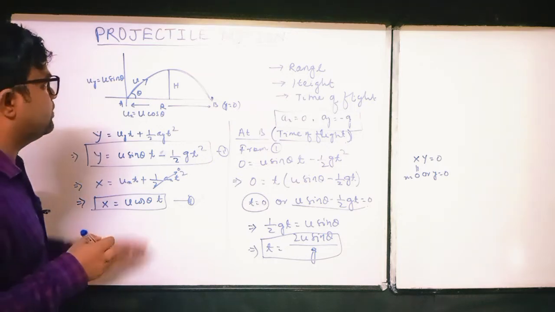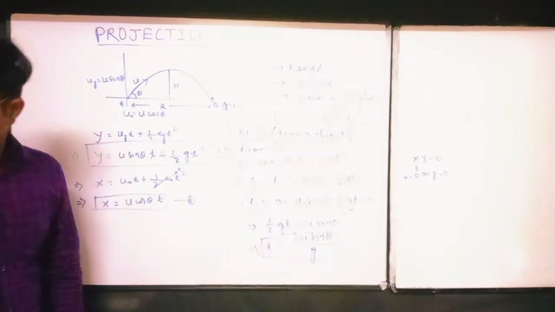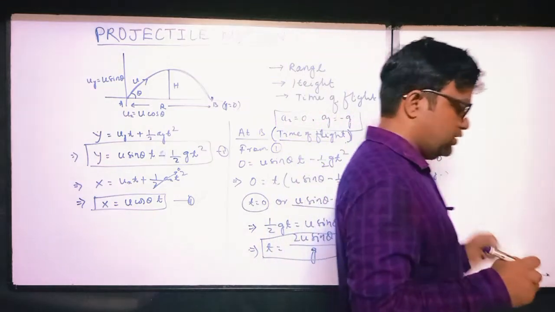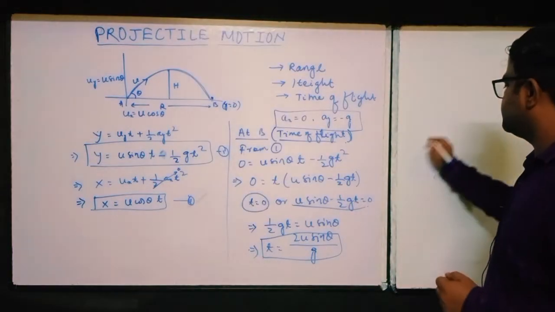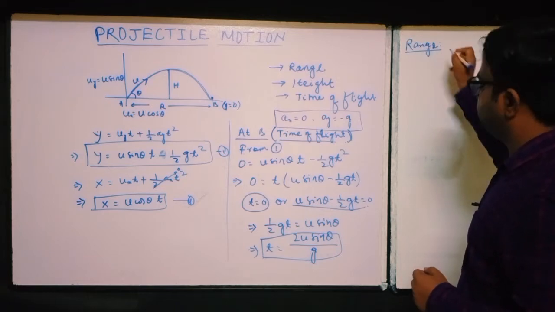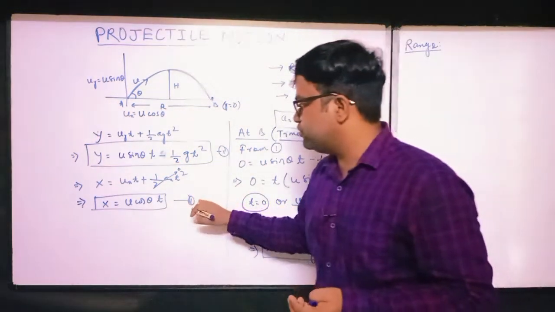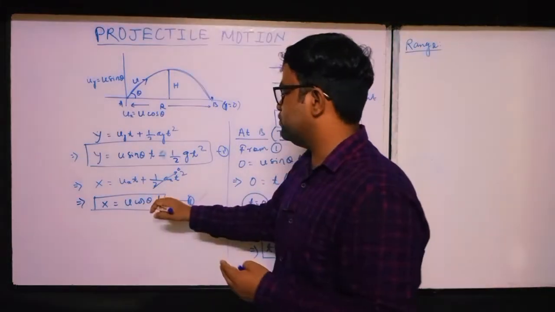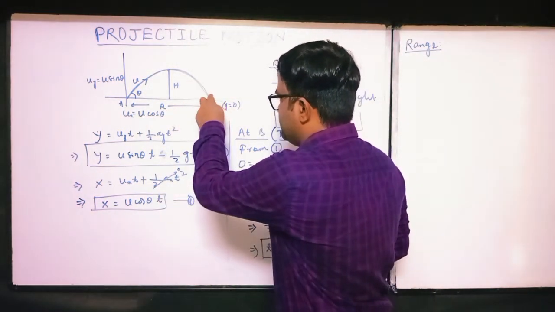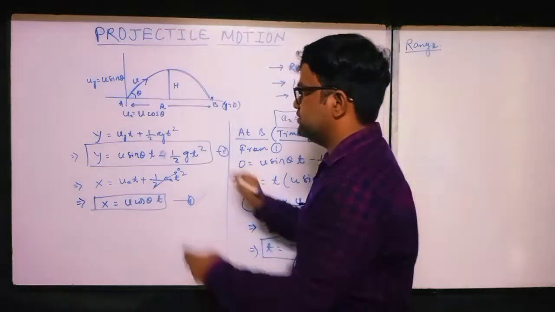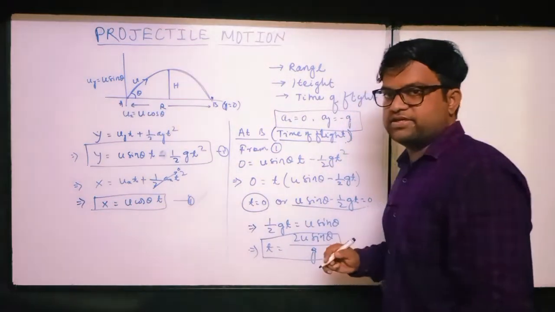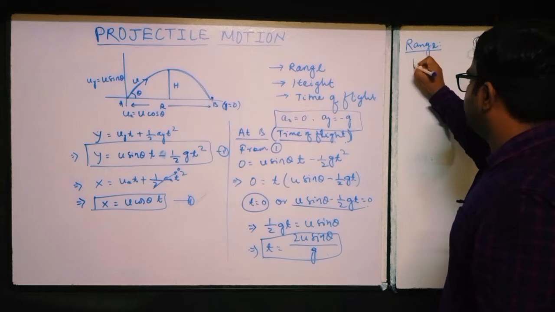Now we'll go for range. Range we can find out easily, so let us go for range first. If we want to find range, from equation 2, x equals u cos theta t, right? So at position B, if I put my time of flight t, then I'll get this range R, because this is the equation of motion along the x direction.